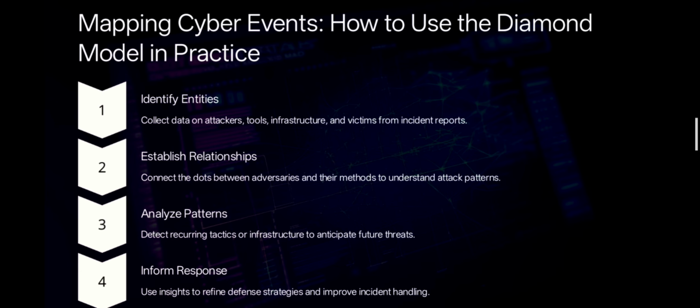Example: the FIN8 group utilized PowerShell scripts and specific domains to deploy backdoors like Sardonic, highlighting the strategic use of infrastructure. 2.4 Victim. The victim is the target of the intrusion. Analysis involves industry sector: finance, healthcare, government, etc. Geographical location: targeted regions or countries. Vulnerabilities: exploitable weaknesses in systems or processes. Example: the Twitter 2020 hack targeted high-profile accounts, exploiting internal tools and processes to gain unauthorized access.